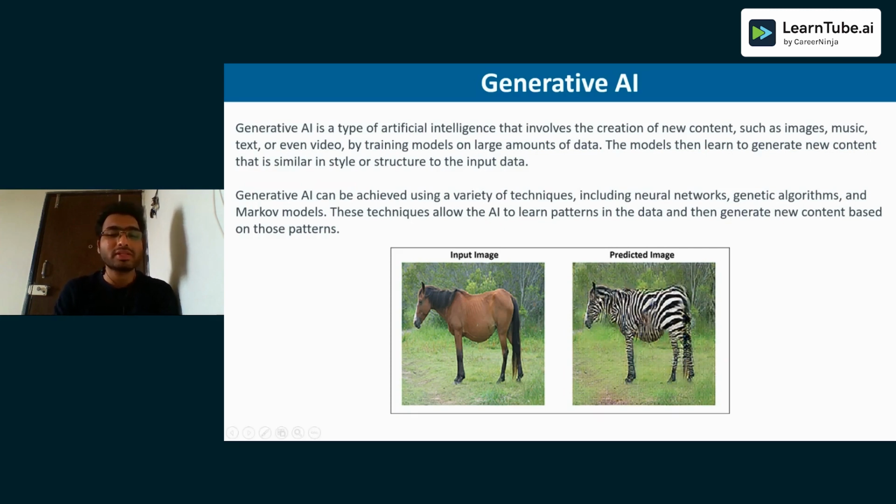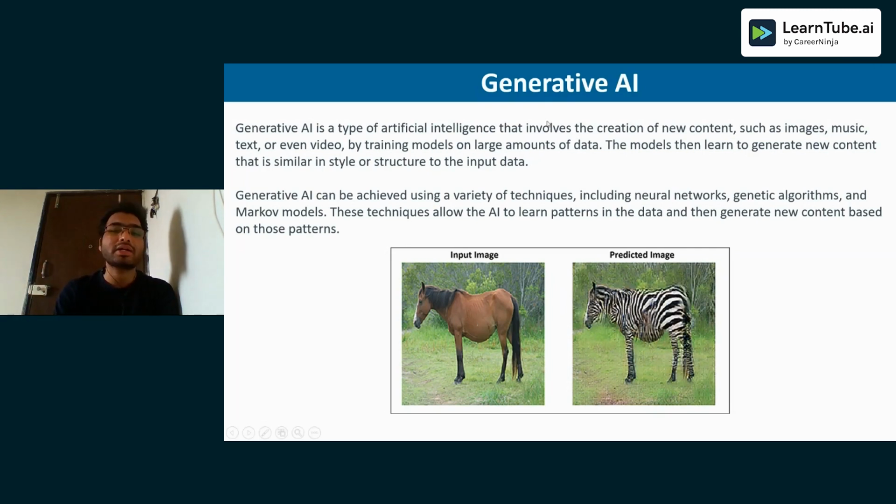But for example, once the model is trained, on the left-hand side we are seeing an image of a horse, and that has been converted to an image of a zebra. If you just look at both images, it's very difficult to tell which is real and which is fake. If you just take a look at this zebra image, it will be quite difficult for us to tell whether it's a fake image or a real image.